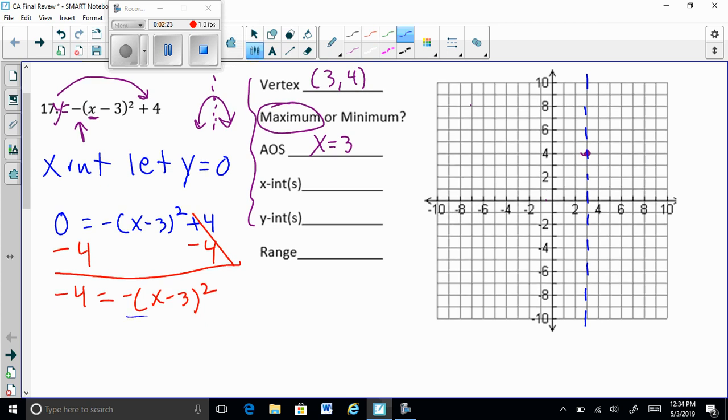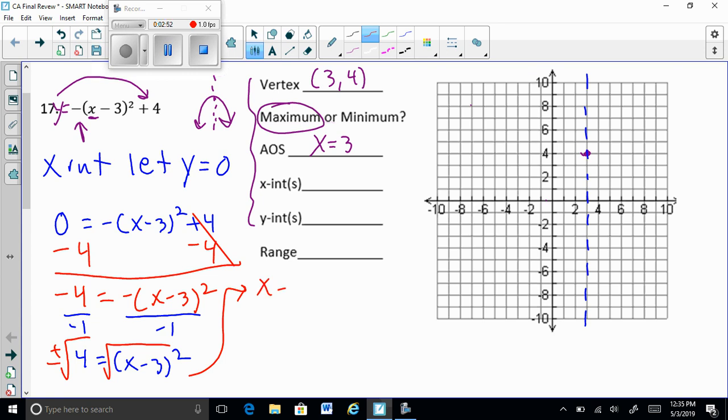Actually, what you'll do here is divide by -1 because you have a negative in front of the parentheses right here. So then we're going to end up with 4 equals parentheses x minus 3 squared. Now we'll go ahead and square root both sides, and so we have to put that plus minus right there. So we're going to end up with x minus 3 is equal to plus minus 2. And so we'll go ahead and add the 3 to both sides. x equals 3 plus minus 2.